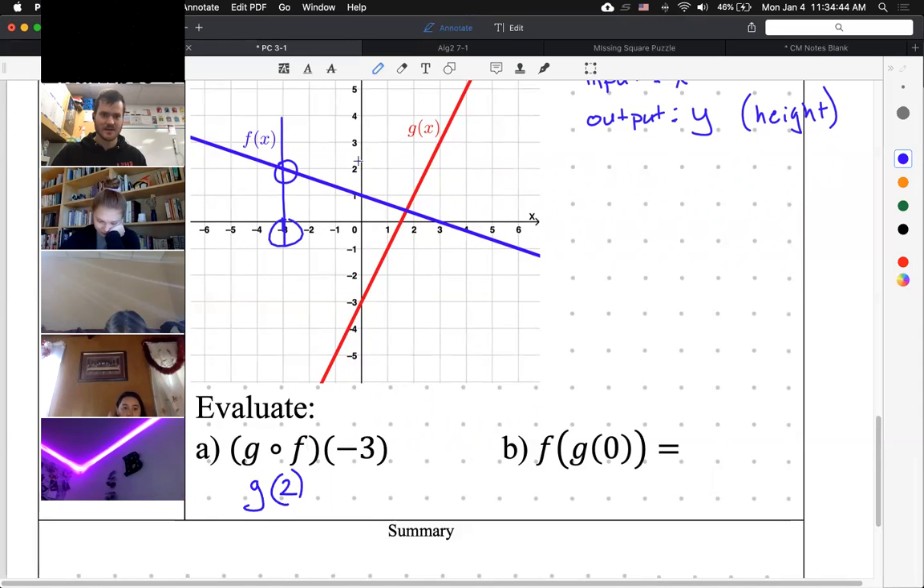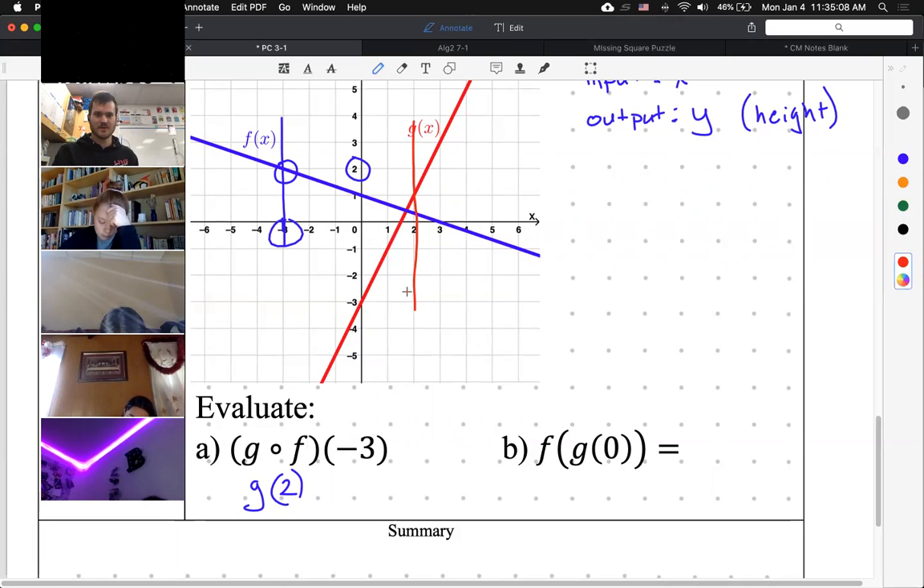The height of 2, the y coordinate of 2, is the output of f. And we're going to plug that output in as the input to g. So then we kind of ignore everything that we just did. And I say, okay, now I'm going to go to the x coordinate 2. X coordinate 2 is right here. And that lines up with the g function at what height?